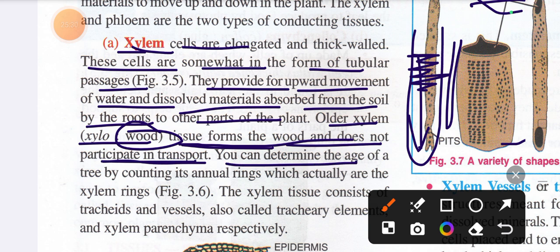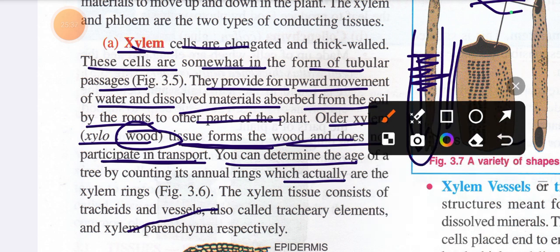You can determine the age of a tree by counting its annual rings, which actually are the xylem rings. Now, how can we know how many years old that tree is?